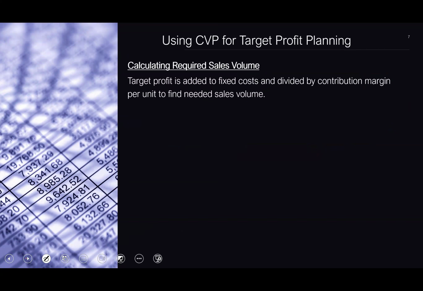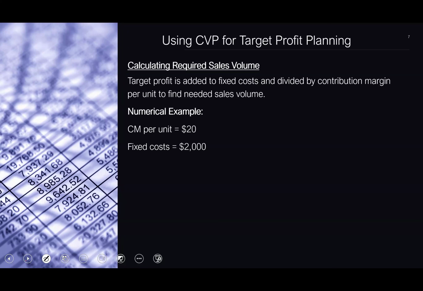Now, one very quick use of the CVP analysis is to calculate required sales volume, meaning companies do not only want to calculate a break-even point, they also want to figure out how much I need to sell to, for example, make X dollars of profit. As an owner of a company, for example, if I say, how many units should I sell so that I can make $1,000,000? How would I do something like that?